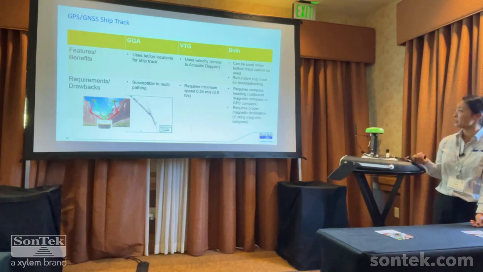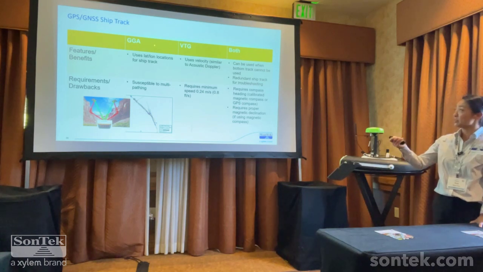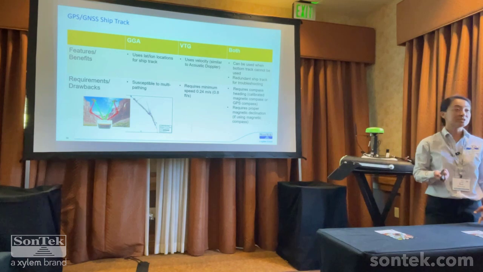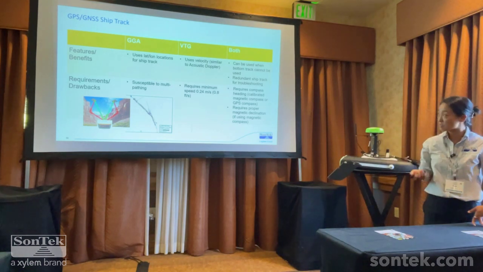So just very briefly, those different GPS options that we have, I mentioned that there are two of them. One is called GGA, one is called VTG. So let's talk about GGA first. GGA uses the lat and lon locations for ship track, so it's going to tell you where you are and look at the timing between the satellites to do that.